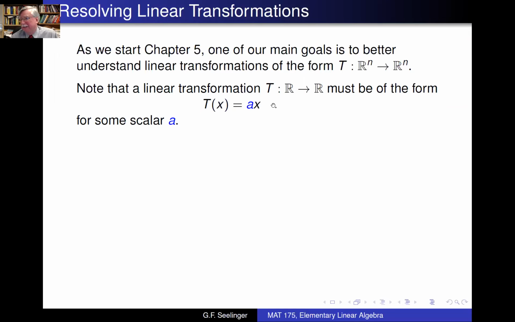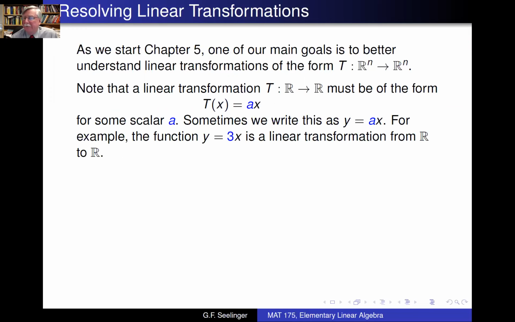And notice that the constant term is plus 0. There's no plus b, it's plus 0. So sometimes we write this as y equals ax. For a linear function, y equals 3x, for example, is a linear transformation from R to R.